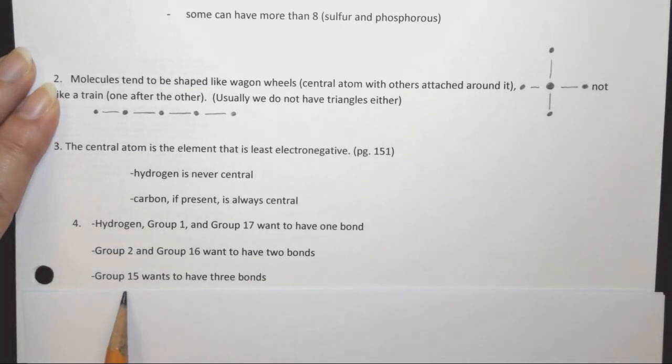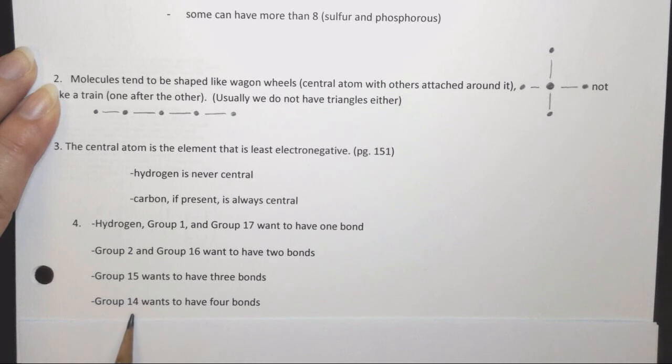And group 15 tend to make 3 bonds, either 3 single bonds to 3 separate elements, or a double bond to one element and a single bond to another element, or it can make a triple bond to one other element. And group 14 elements want to have 4 bonds, either 4 single bonds to 4 separate atoms. It could be 2 doubles, it could be a triple and a single, but we never ever have a quadruple bond. Okay? Never ever have we seen a quadruple bond.